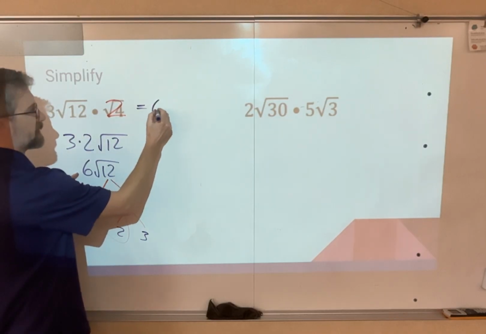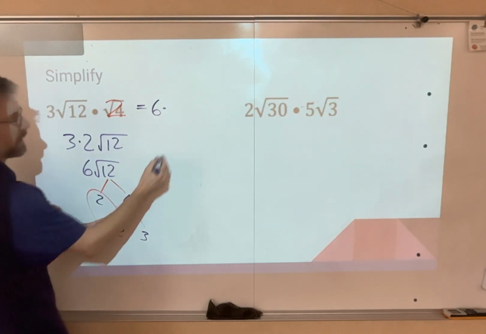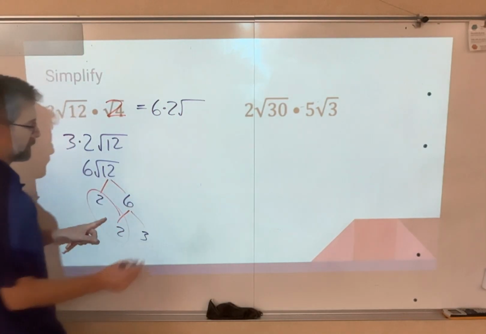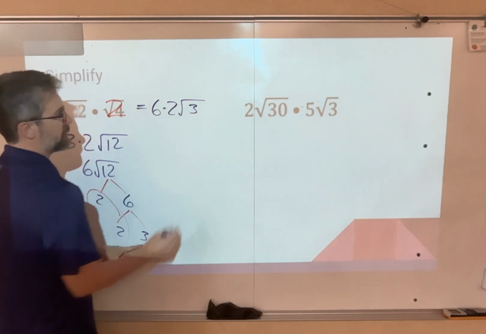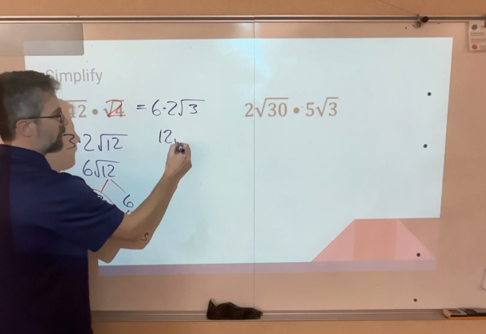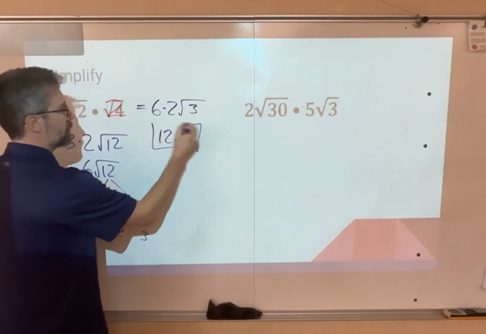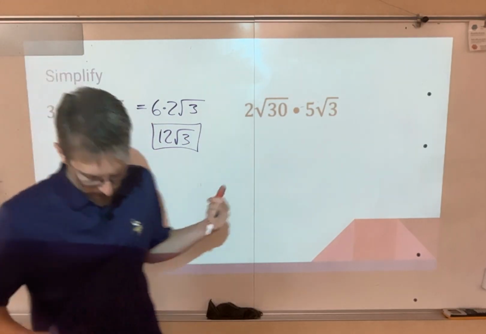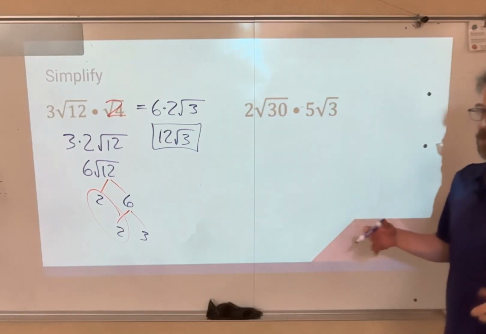I've got a 6 on the outside already. I'll multiply that with the 2 that's coming out, and then the 3 is what's left on the inside. And so my final answer, the 6 times 2 makes 12, so this is 12 root 3. All right, with our other one. Now this is a little more universal strategy.